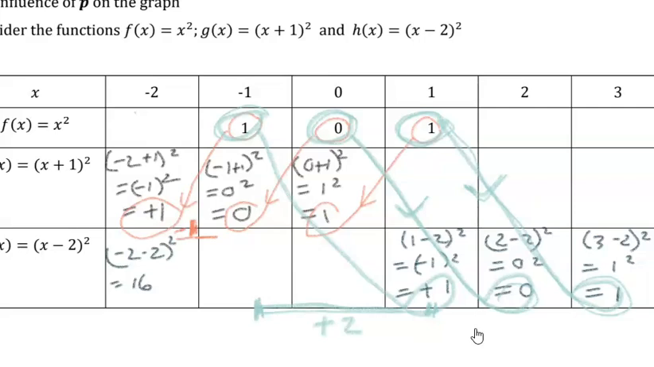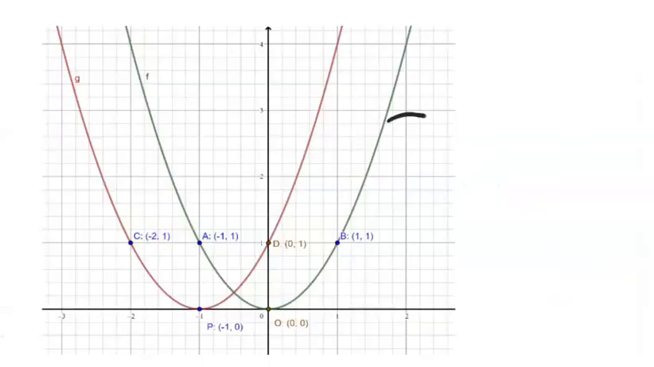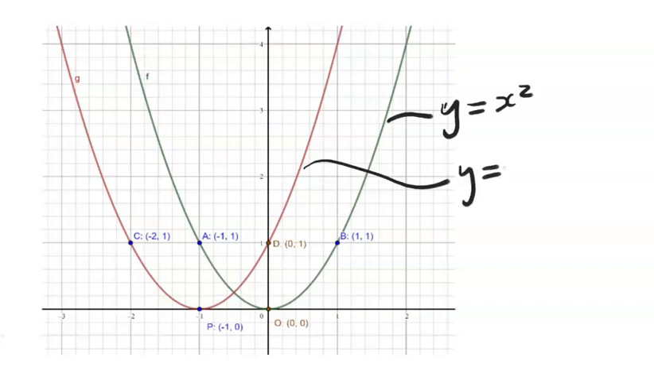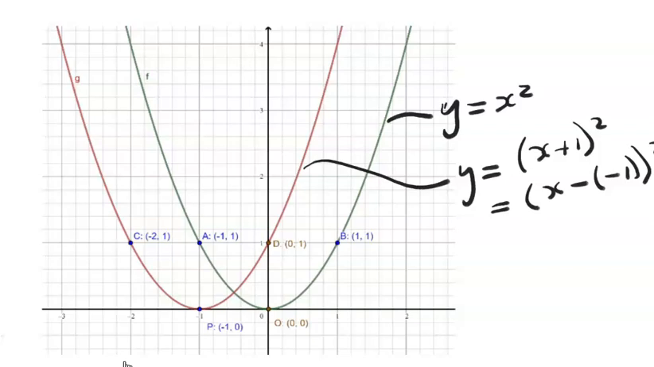So let us now show that on the graph. On this graph you will see the green graph, which is our function y equal to x squared, our mother graph. And the red graph now represents y equal to (x plus 1) squared. What I want you to note is that x plus 1 is the same as x minus (minus 1), squared. And this minus 1 here is our p-value. The p-value is equal to minus 1. And this is the minus 1 that you see here.